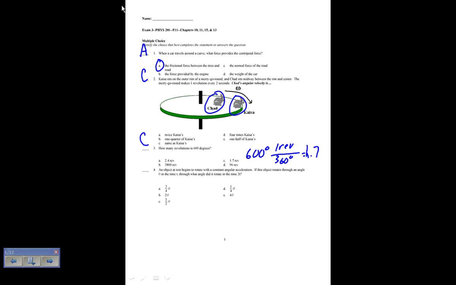An object at rest begins to rotate with constant angular acceleration. If this object rotates through an angle theta in time t, what angle does it rotate in time 2t? Well, I know that theta is equal to 1/2 alpha t squared. So if it rotates through angle theta in t, then in 2t, it's going to rotate through angle 4 theta. So that is, what is that, C here? No, that's E. Looks like E.